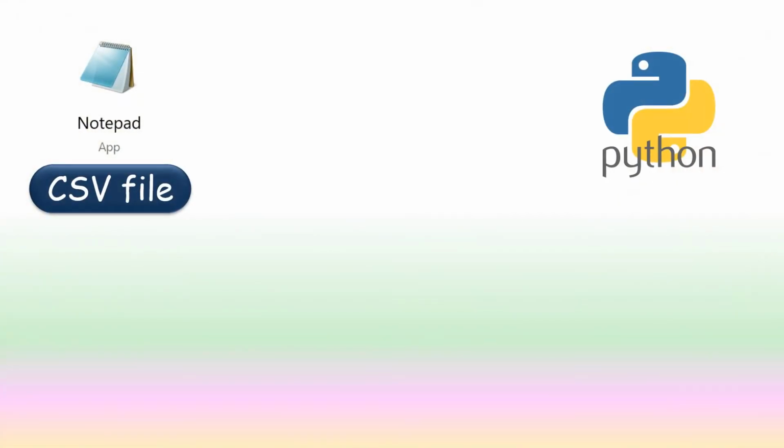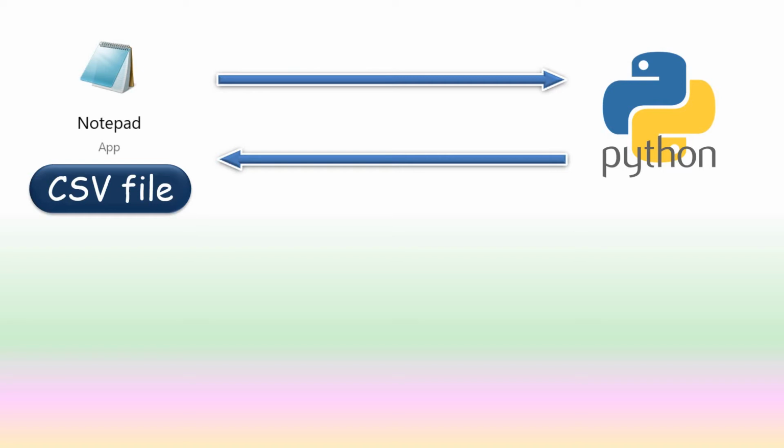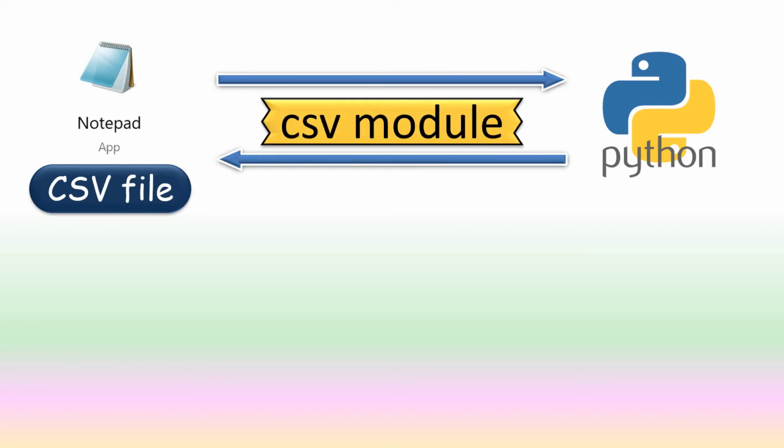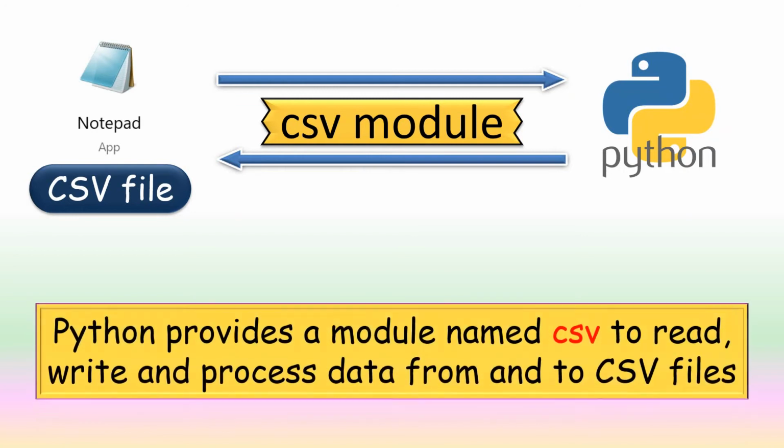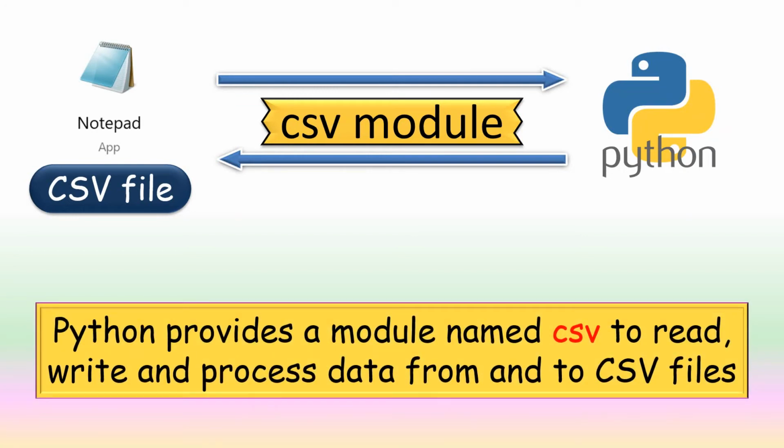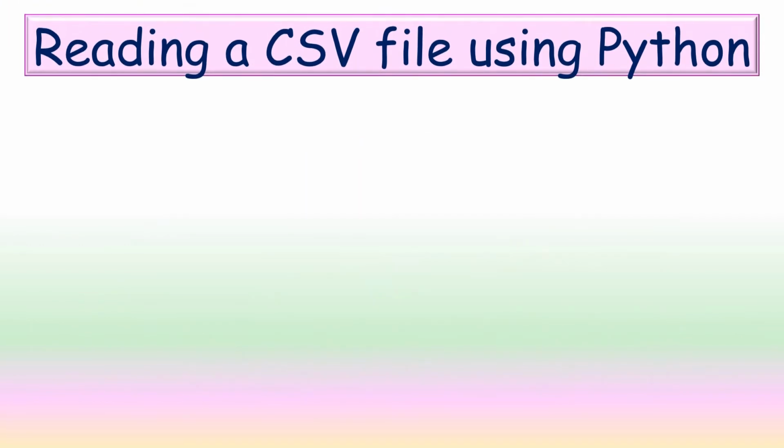In order to read data from a CSV file into a Python program and also to write data from a Python program into a CSV file, you have to use the csv module of Python. Python provides a module named csv to read, write, and process data from and to CSV files. Reading a CSV file using Python.